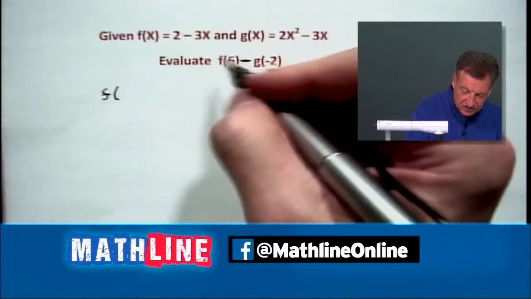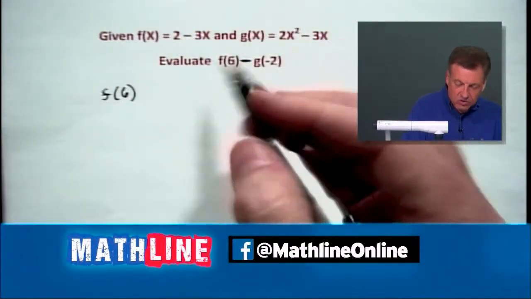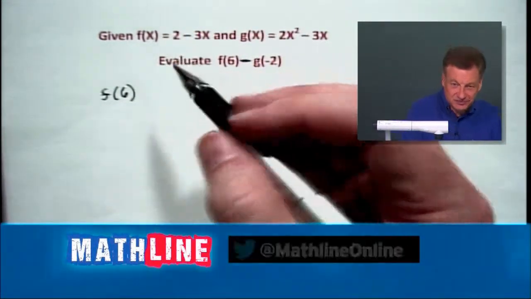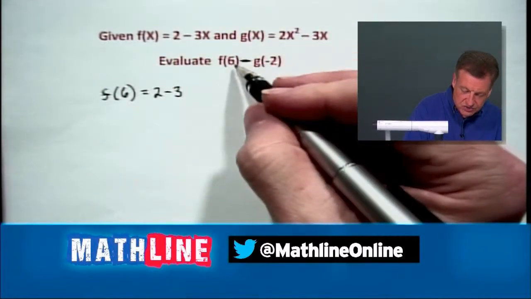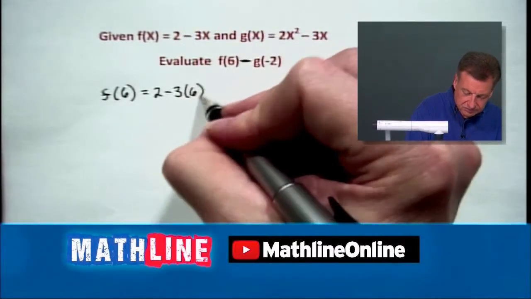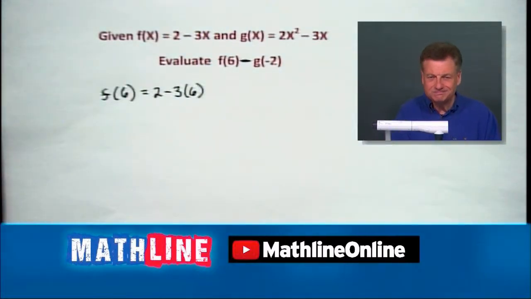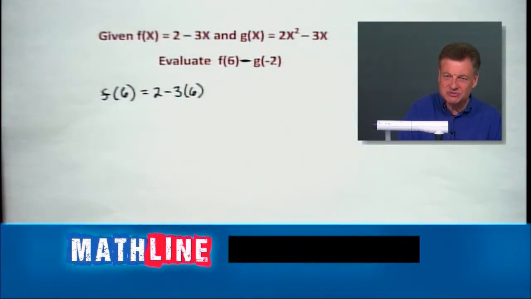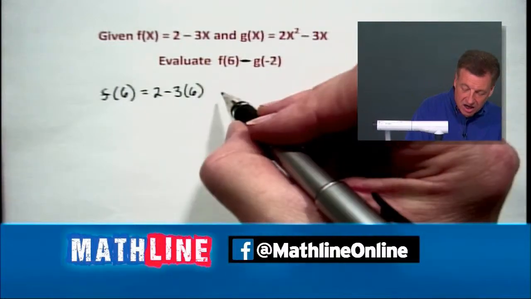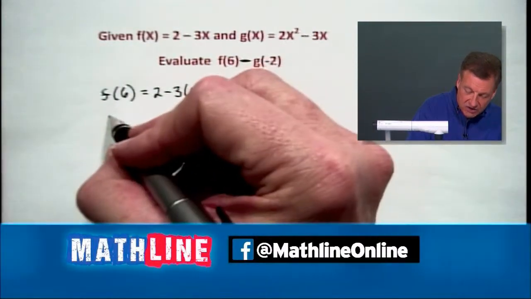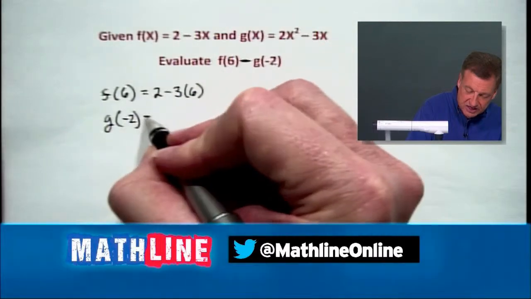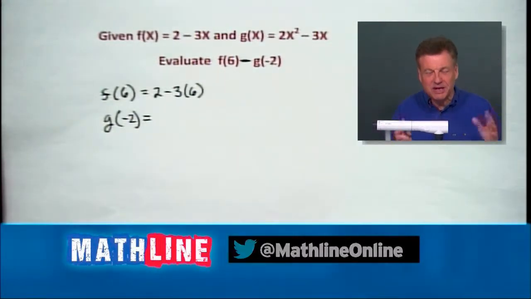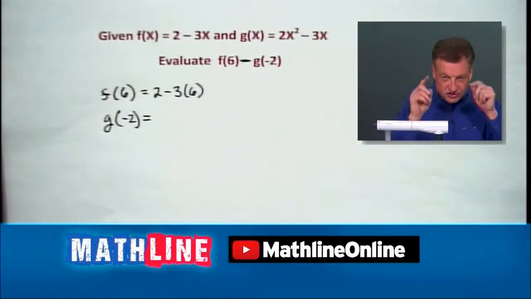What are we going to use? We're going to use the f function, right? So that's going to equal 2 minus 3 times 6. Everybody good so far? See what we did? Just simple substitution, right? Now, over here, let's go ahead and figure out what g of negative 2 is. That sounds familiar, doesn't it? That's what we used the last time on our problem. So let's make sure we can do those signs one more time.